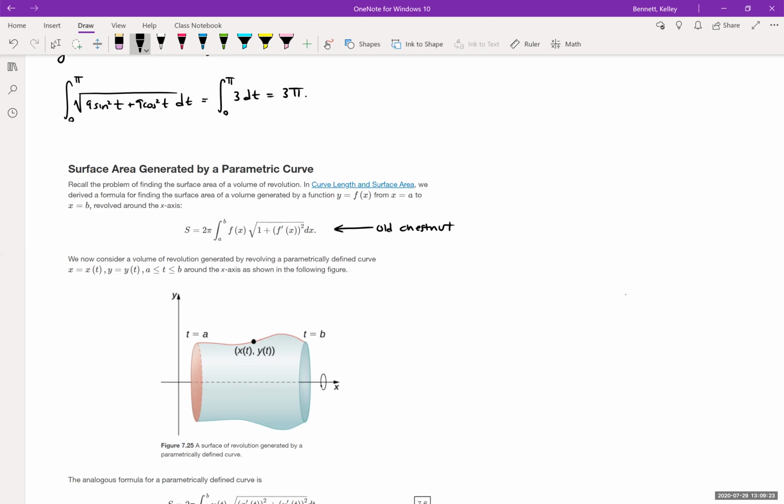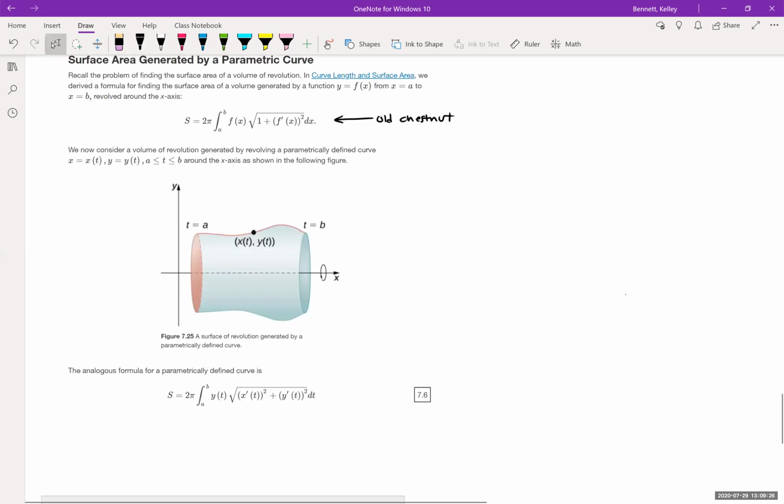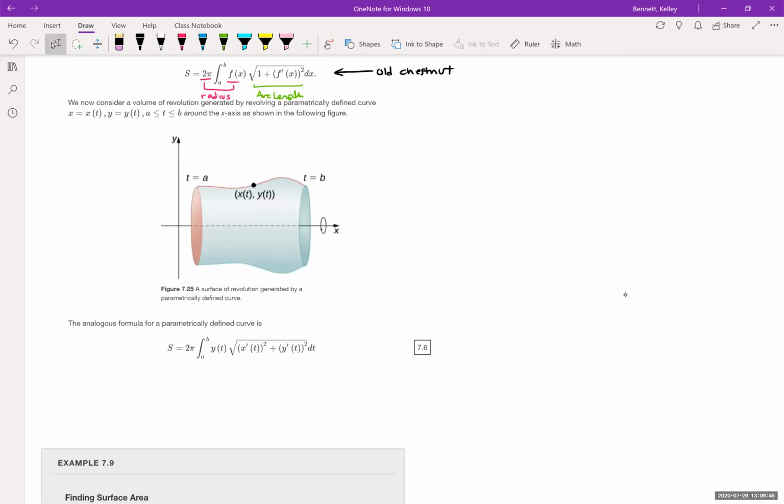And so we're going to do it very much the same way as we did before. So remember that this was arc length, and then the 2 pi and the f of x joined together to become the radius. So we're definitely going to do the same thing here. So 2 pi, but now our radius is going to be given by y of t. So this is our radius, and this is our arc length.